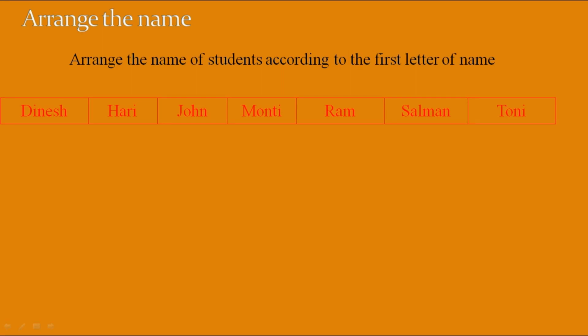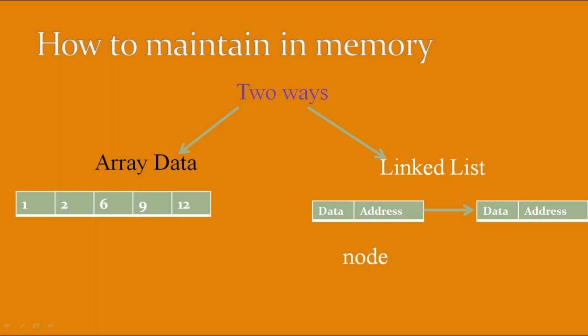So now the question is how to maintain this list in the memory. In order to maintain the list in the memory, there are two ways. One is the array data structure and the second one is the linked list data structure. By using these two data structures, we can maintain the list in the computer's memory.